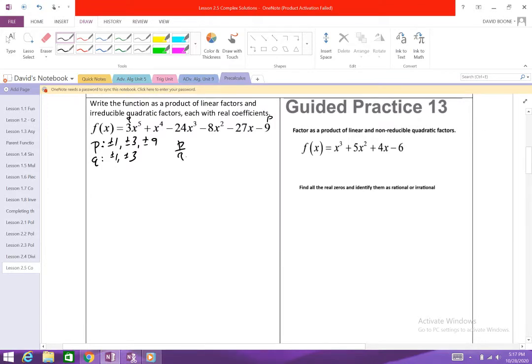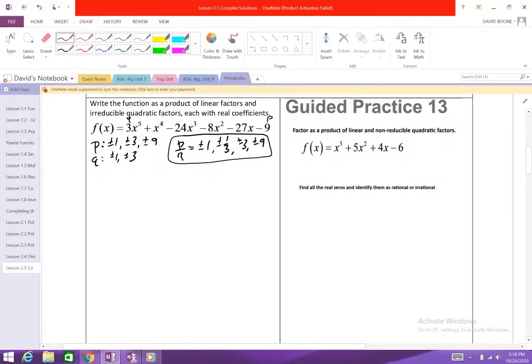Now I can list all of the possible rational roots by finding the ratio p over q. It's 1 over 1, which is just plus or minus 1. 1 over 3, so plus or minus 1/3. 3 over 1, so plus or minus 3. 3 over 3 is 1, which we already got. Then take the 9, so that's plus or minus 9. And then plus or minus 9 over 3, which is 3, just repeated. So these are all the possible rational roots.